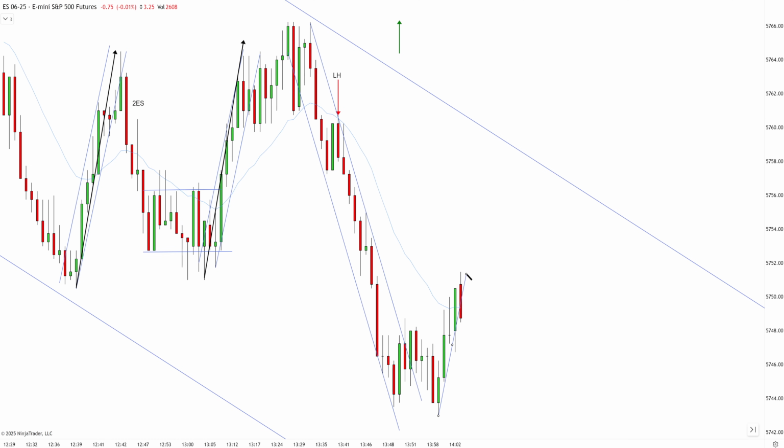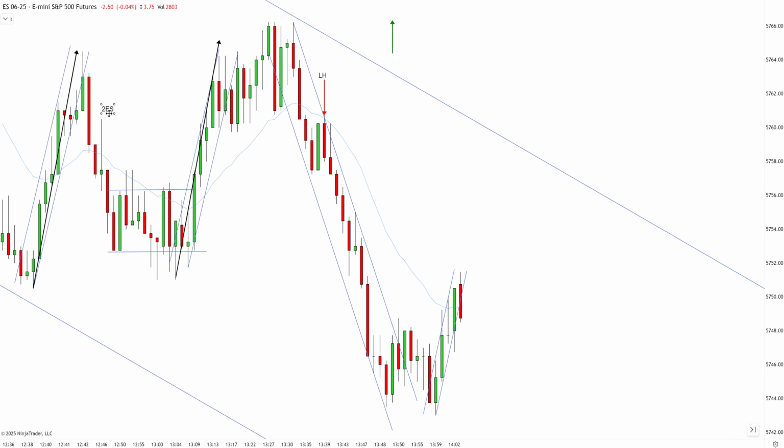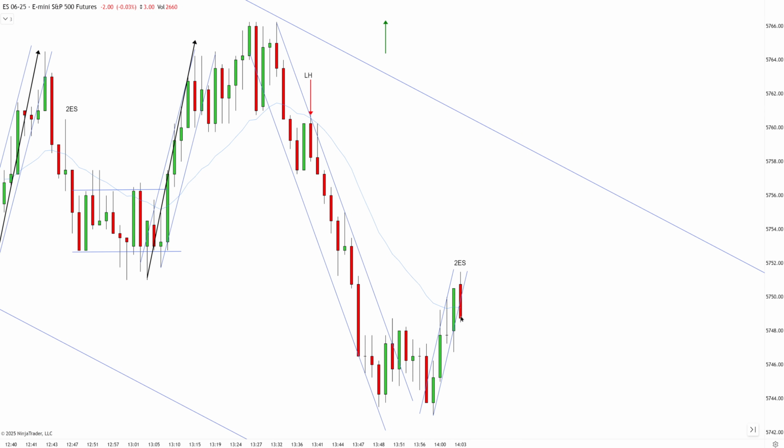Okay, redraw the short-term up. I have slightly different bars now that I reloaded my data. We have another second entry short. Now this second entry short is not the greatest because the trend line is simply too ambiguous. The reason why this is tempting is because you can combine it with the failed breakout.